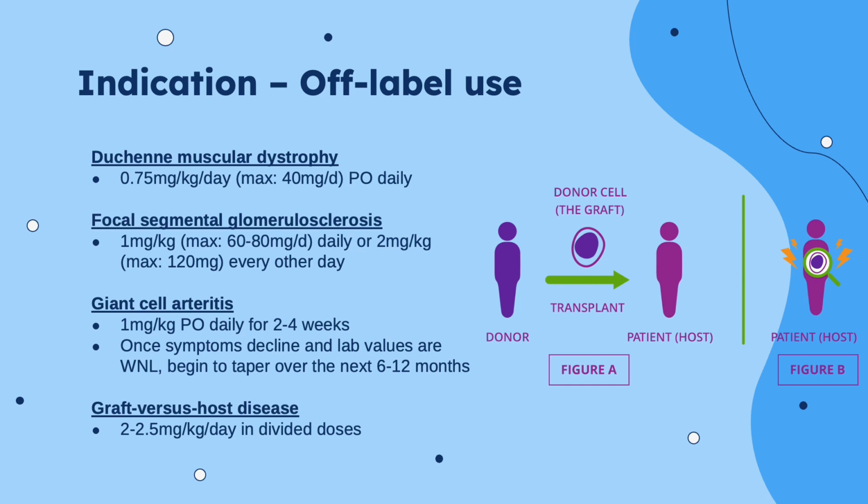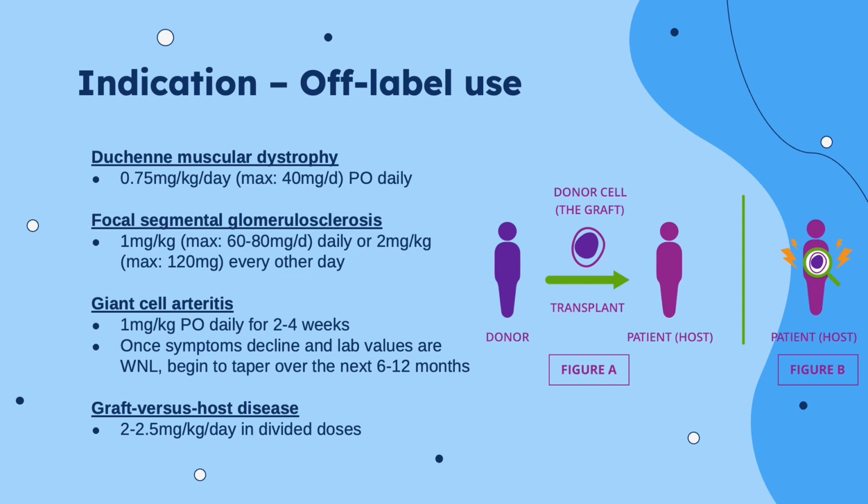However, when prednisone is indicated, initial therapy in patients without vision loss, oral doses are going to be 1 mg per kg with a max of 60 mg per day, once daily for 2 to 4 weeks. Once symptoms decline and lab values return to normal or near normal, begin to taper until discontinuation over the next 6 to 12 months.